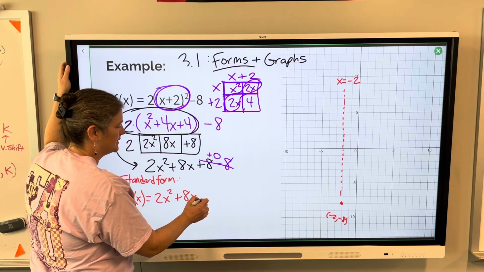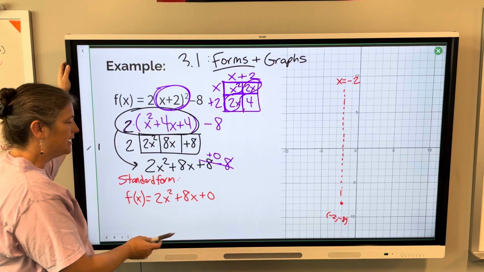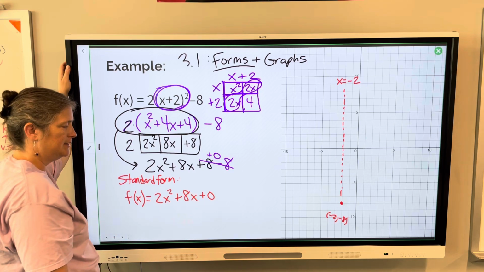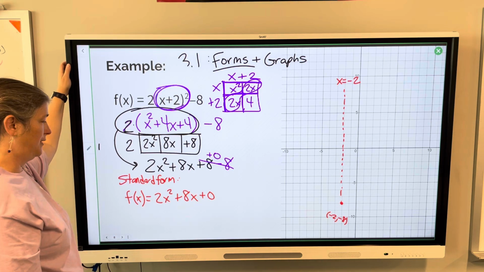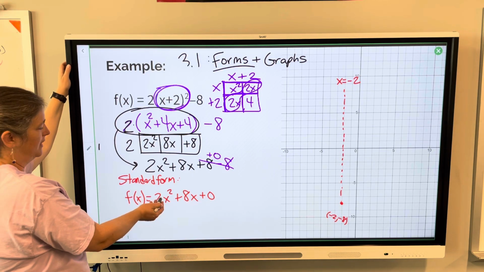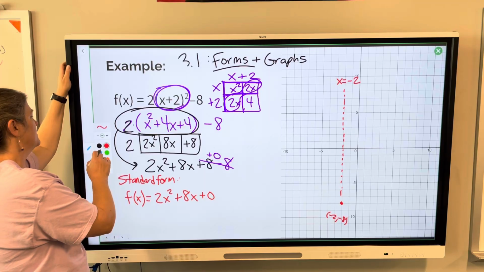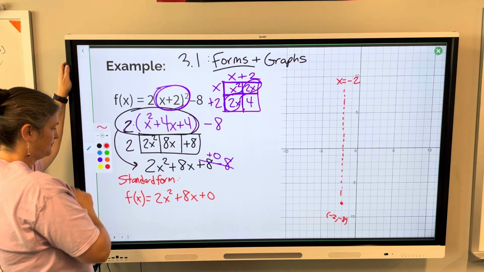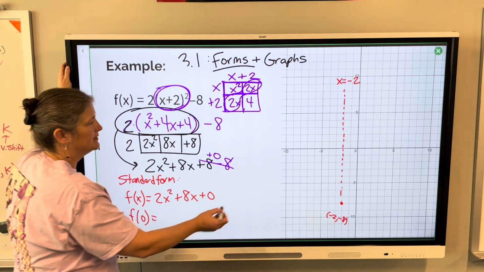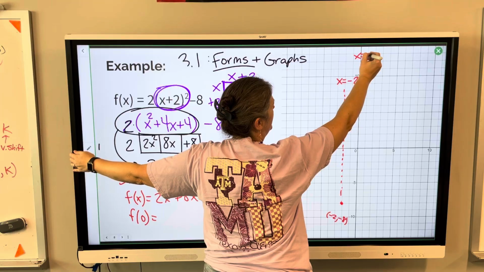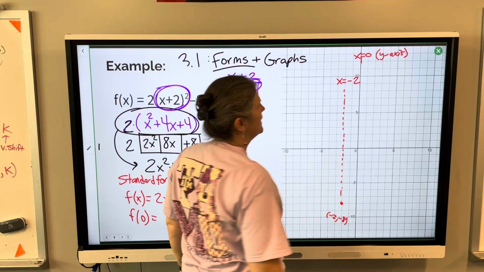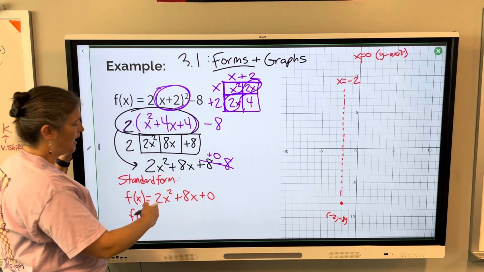Now I can write the plus 0, there's nothing wrong with that. Now I can see that a is 2, b is 8, c is 0, for what that's worth. But now I've got standard form. What does that get me? Well, the only thing that form is good for is finding what happens when x is 0. X is 0 is this line right here. X equals 0 is the y-axis. So when I plug in 0, I am finding the y-intercept.